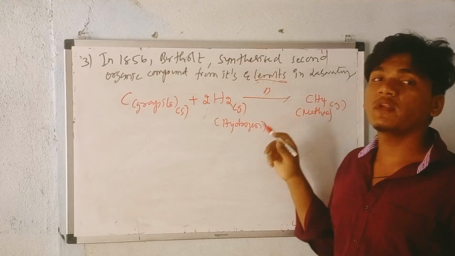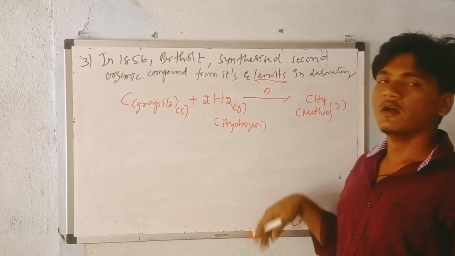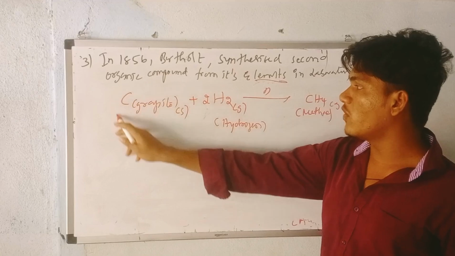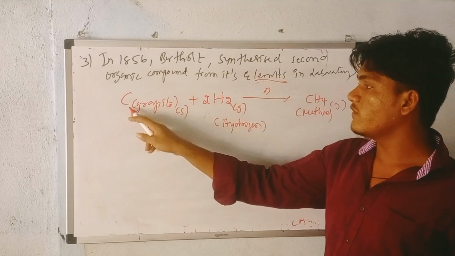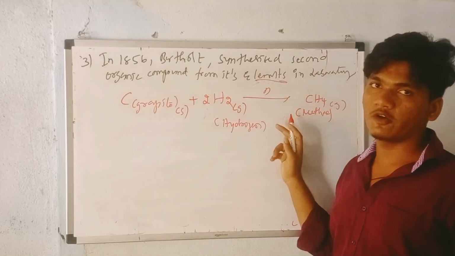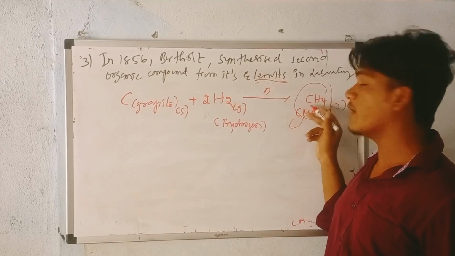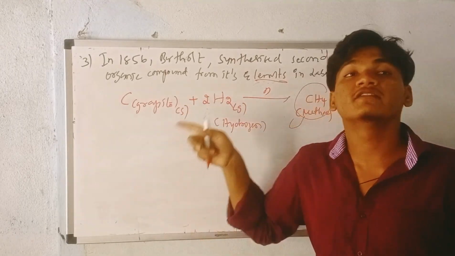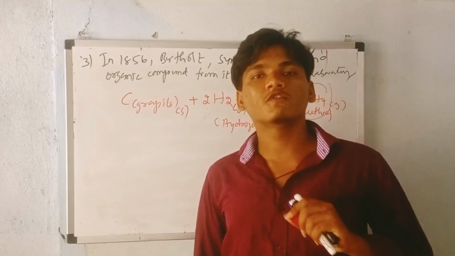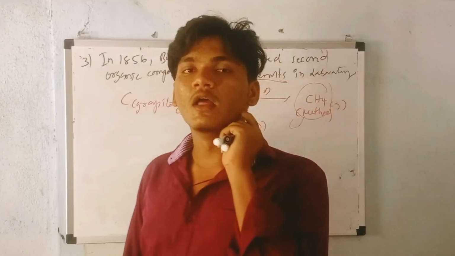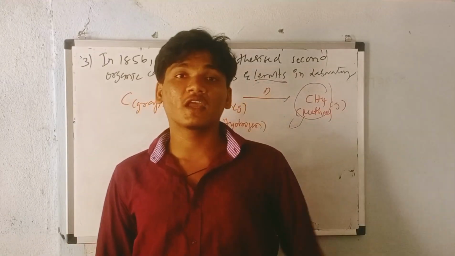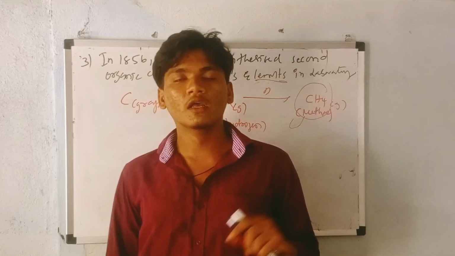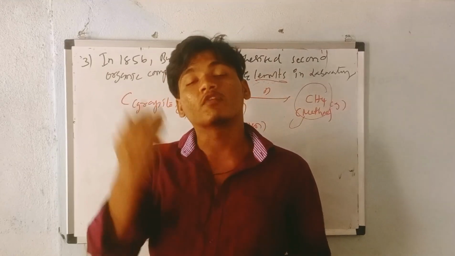Here CH4 has how many elements? Two elements, right? There is 1 carbon and 4 hydrogens. In the reactants, this side is called reactant and this side is called product. In the reactants we have carbon and hydrogen, and in the product we have carbon and hydrogen. This compound has the elements carbon and hydrogen, so the organic compound was synthesized from its elements only. The second organic compound synthesized from its elements is methane, and the first was acetic acid. The first organic compound synthesized from an inorganic compound is urea, with the formula NH2 C double bond NH2, from ammonium cyanide.